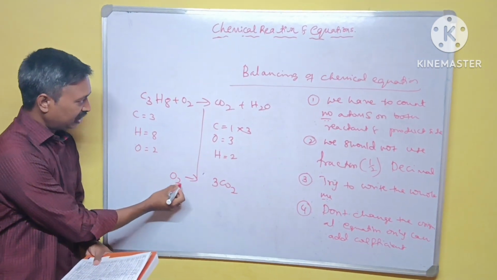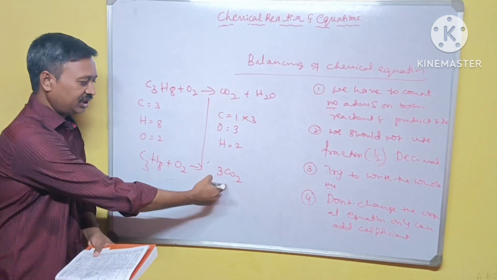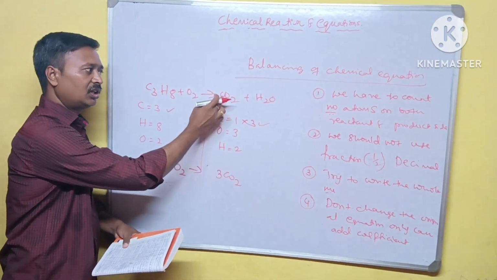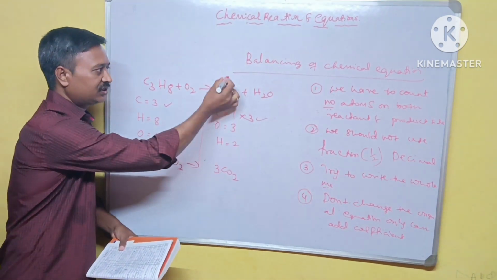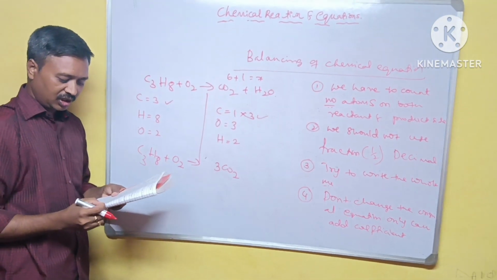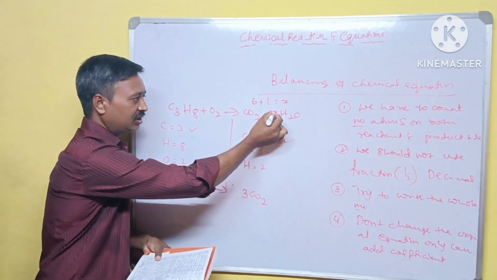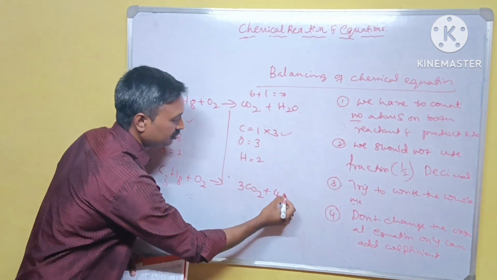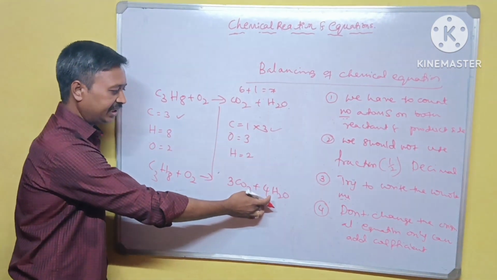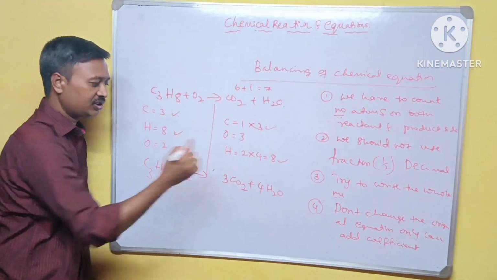Now before the arrow, C3 balanced. Now oxygen becomes 3 2s are 6 oxygen. 6 plus 1, 7 oxygen. It is not possible. So what do we have to do now? Place the 4 here. If you place the 4, hydrogen becomes 8. Hydrogen balanced.